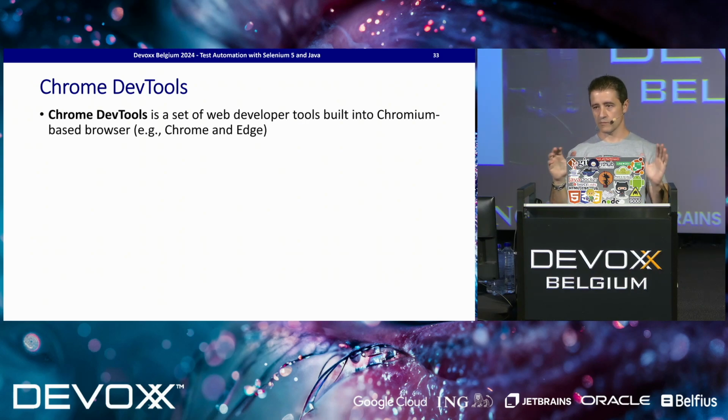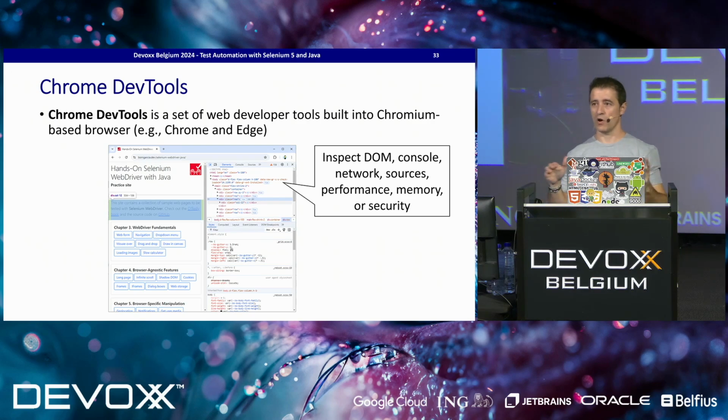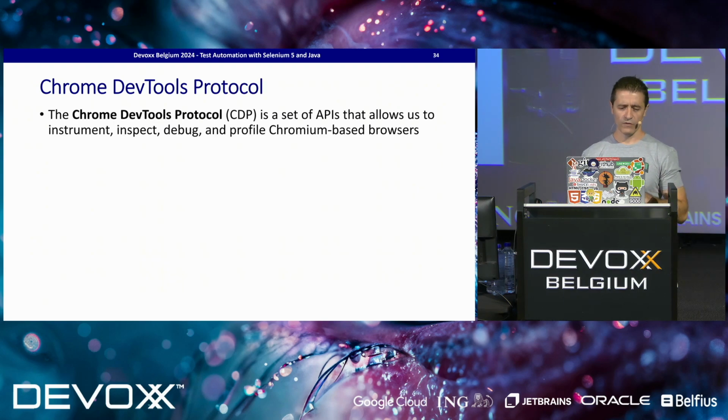Chrome DevTools, as probably many of you know, is a set of tools built into Chromium browsers, Chrome and Edge. So web engineers use this tool all the time, right? For inspecting the sources, the console, network, performance, memory, many very appealing features for web development. Within DevTools, we find the Chrome DevTools Protocol, CDP, which is a set of APIs that allows developers to instrument, inspect, debug, and profile Chromium-based browsers.